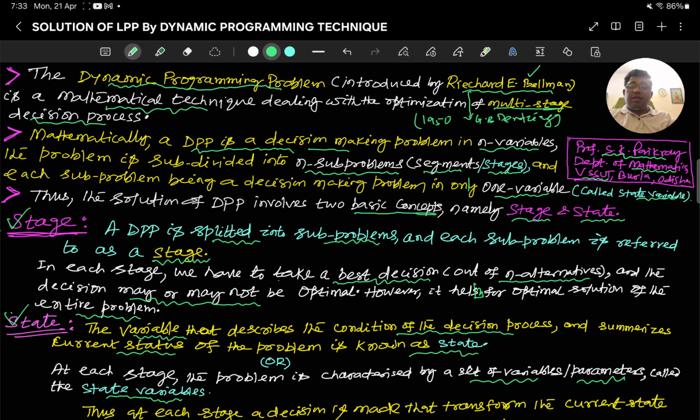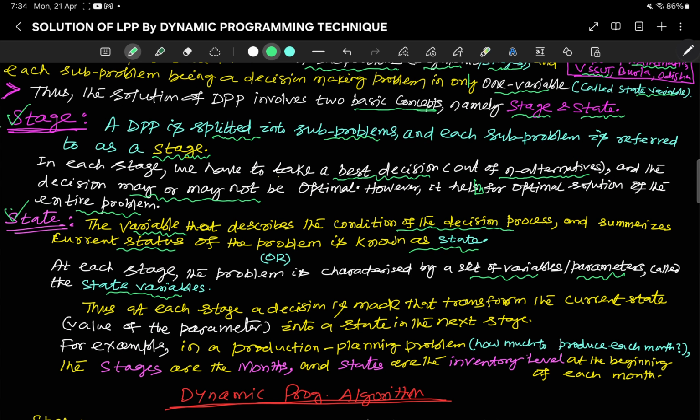So without much delay, let us discuss one example of how stage and state can be understood, and subsequently Bellman's principle of optimality on which the entire dynamic programming rests. In view of stage and state, we can say that at each stage a decision is made that transforms the current state, the value of the parameter, into a state in the next stage. So the state variable connects one stage to another stage.